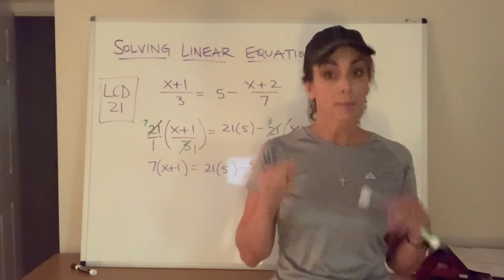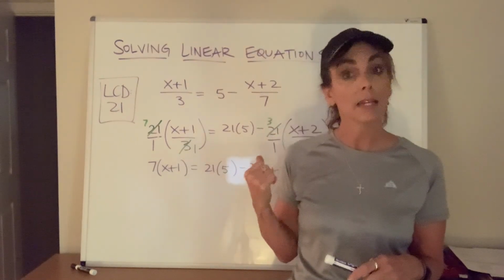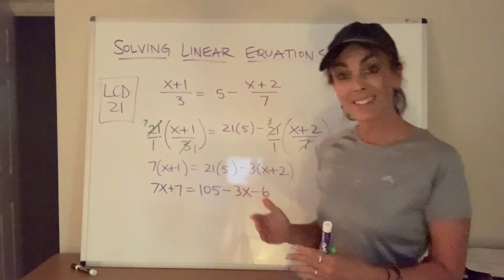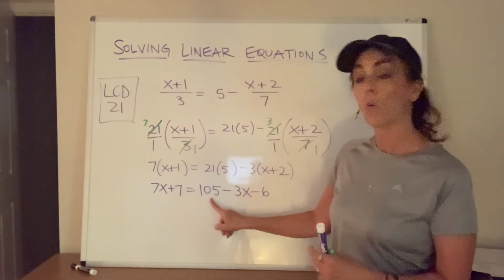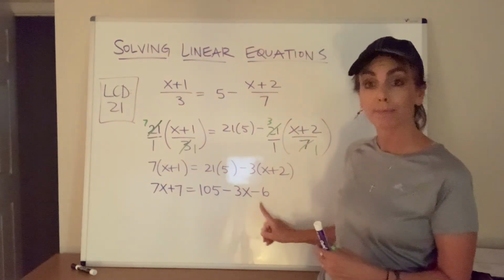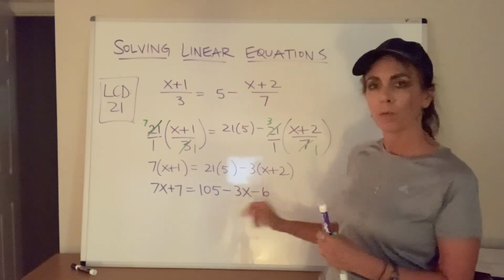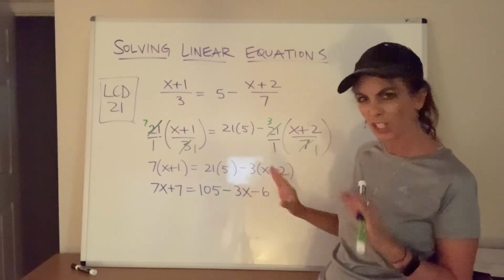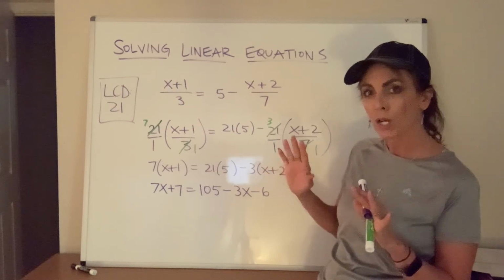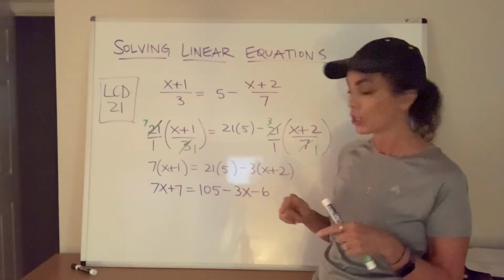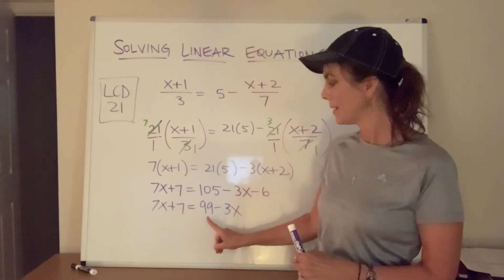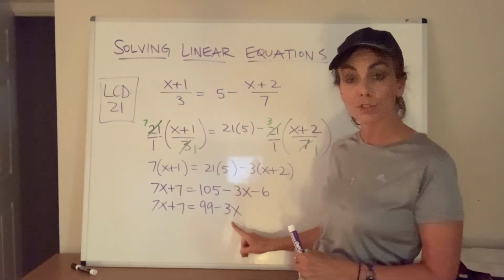All right, get rid of those parentheses by distributing any coefficients. This is what it looks like: 7x plus 7 is equal to 105 minus 3x minus 6. We're going to combine some like terms on the right-hand side just so it makes things a little more clear what we need to do. All right, 7x plus 7 is equal to 99 minus 3x.